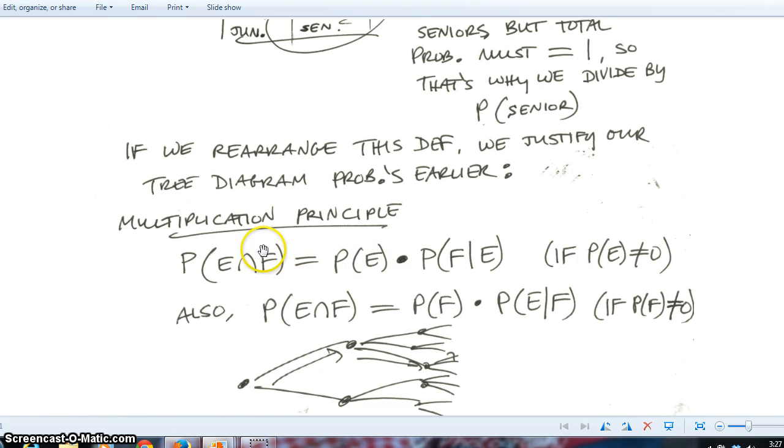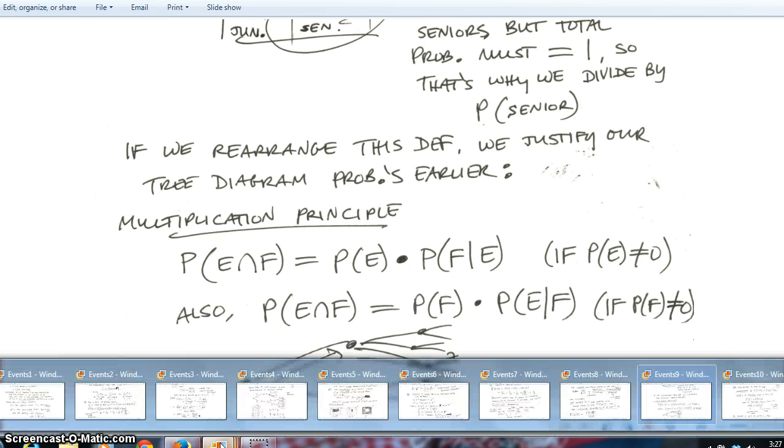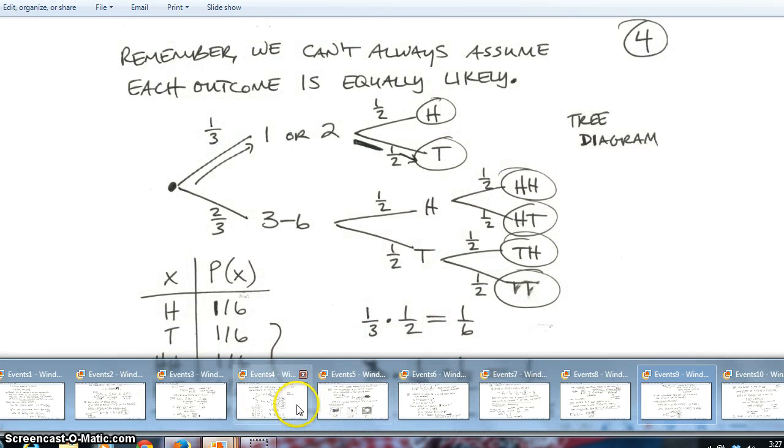So if you take 3 or 4 events and intersect them together, you just keep taking the conditional probability that all the previous ones occur. So what that means is you can just follow along the branches that go out to that outcome, multiply all the probabilities together, and that gives you the probability of following that specific path out to that specific outcome. Let me show you an example.